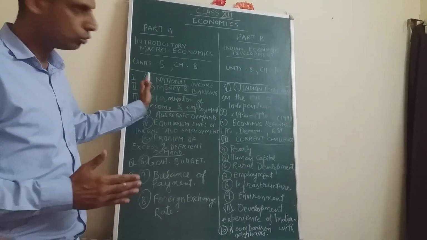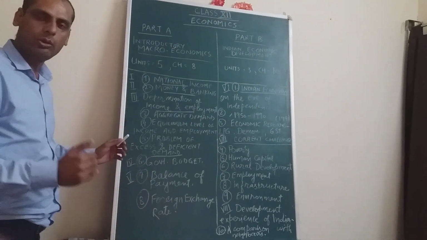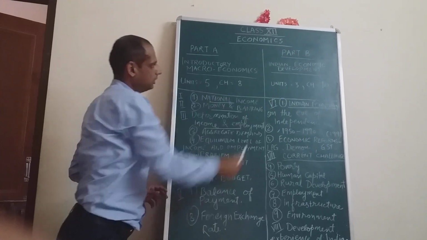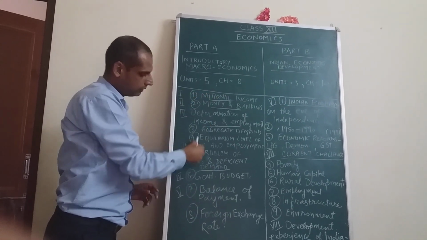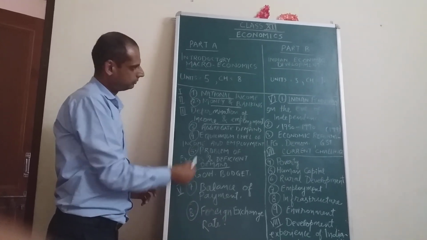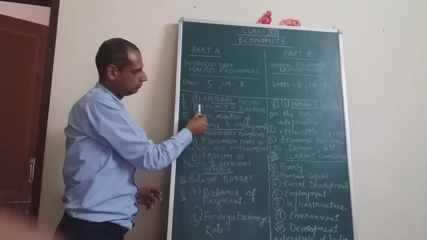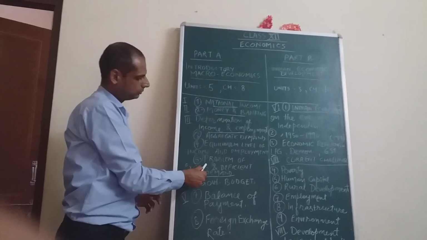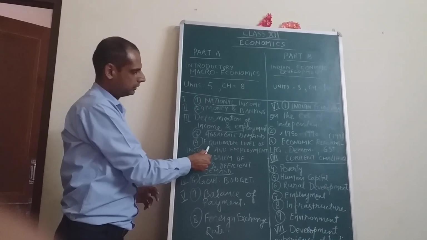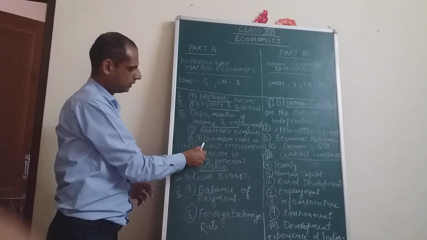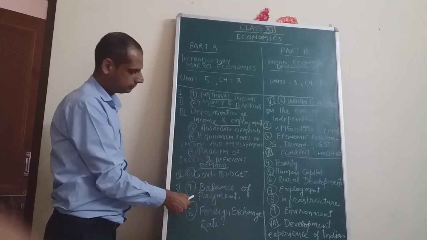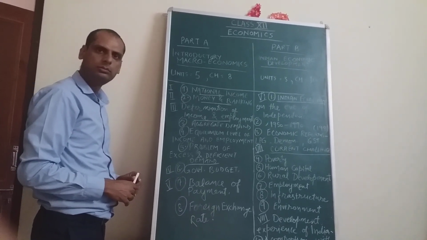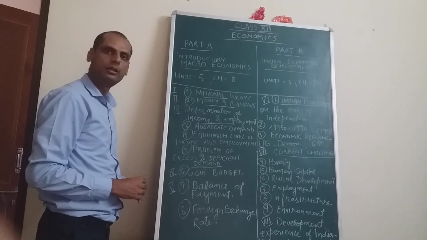Our syllabus is divided into 2 parts. I'll give you a quick recap. The first one is Introductory Macroeconomics. The second one is Indian Economic Development. In macroeconomics, we have these 8 chapters: National Income, Money and Banking, Aggregate Demand, Problem of Excess Demand and Deficient Demand, and Equilibrium Level of Income and Employment, Government Budget, Balance of Payment, and Foreign Exchange Rate. You can just write it down. I'm giving you a few seconds so that you can write.